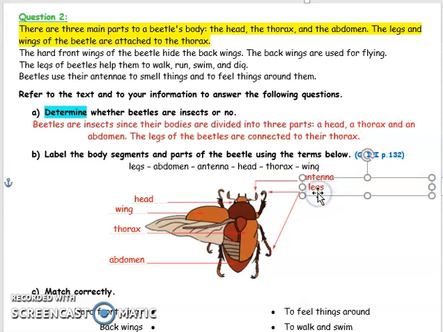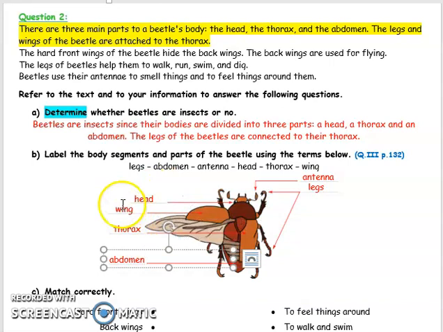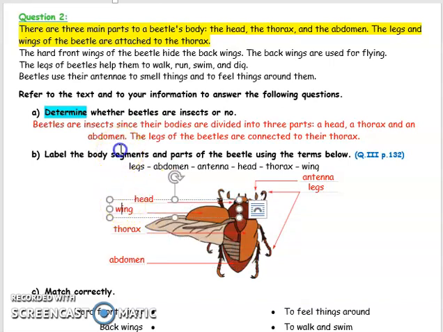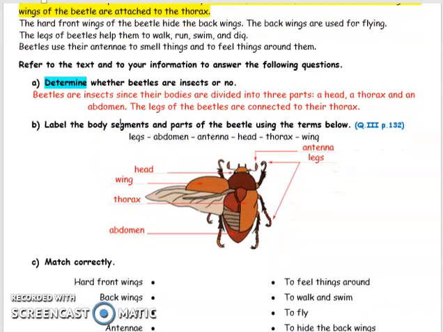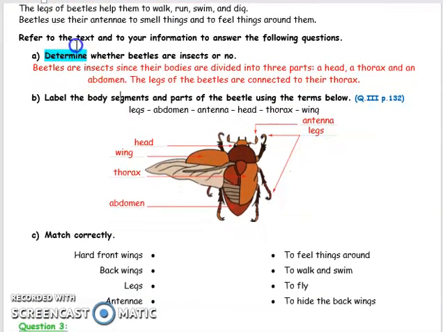Beetles have 6 legs, so these are 2 legs of the beetle. The beetle's body is divided into 3 parts: head, thorax, and abdomen, and here is the beetle's wing. What's the function of each of these beetle's body parts?